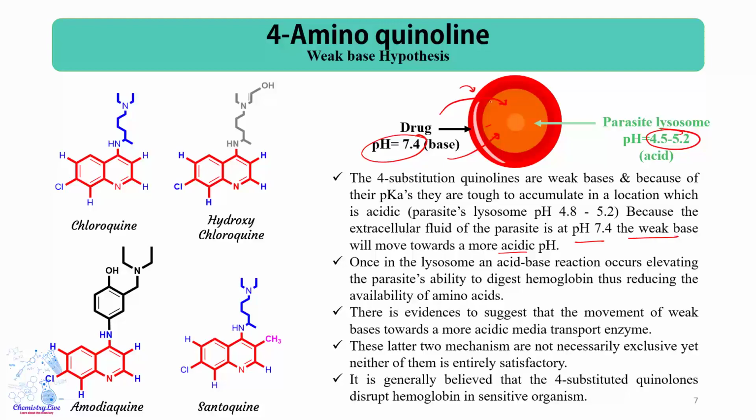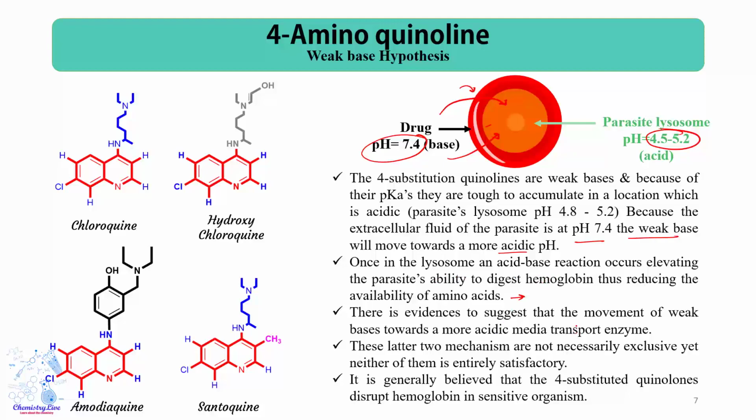What is the lysosome? We will discuss it later. I will show you the whole animal cell and we will discuss the different parts of it, and from that we can get more idea about the animal cell, lysosome, Golgi and all that. Once in the lysosome, an acid-base reaction occurs, reducing the parasite's ability to digest the hemoglobin, and so reducing the availability of amino acids. What happens if the acid-base reaction occurs? It affects the parasite's ability to digest the hemoglobin, and if so, the availability of amino acids is reduced.